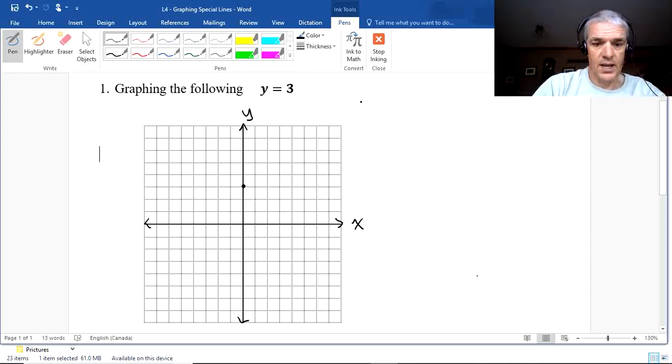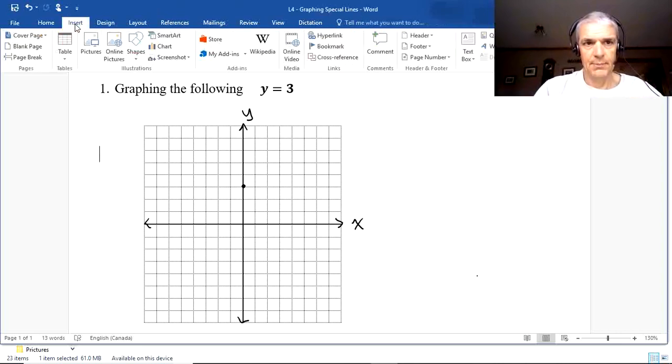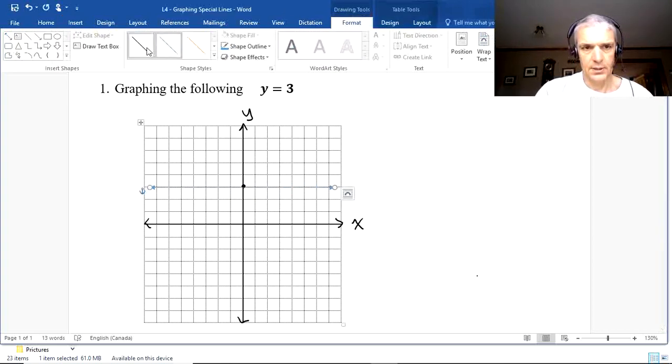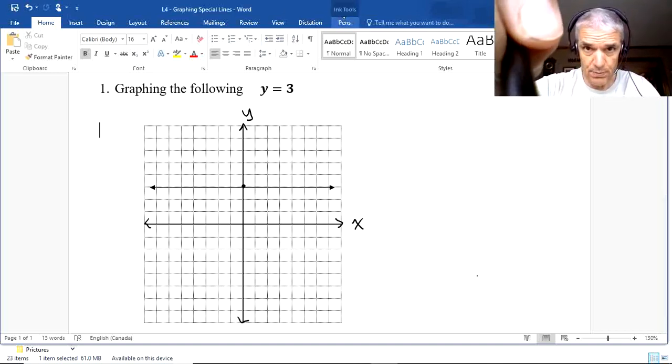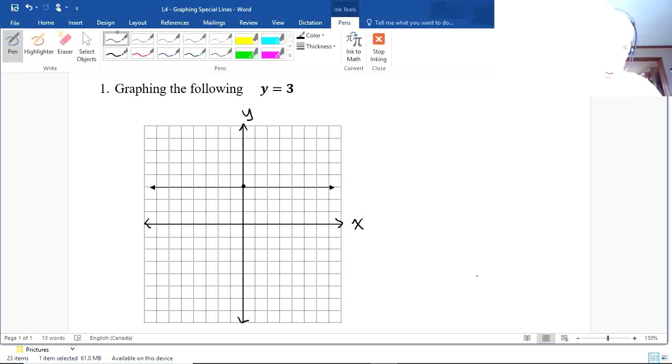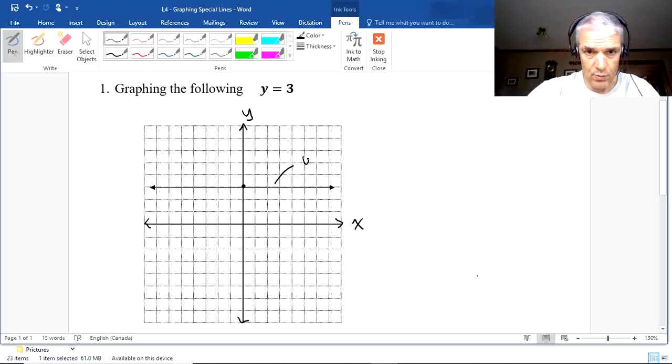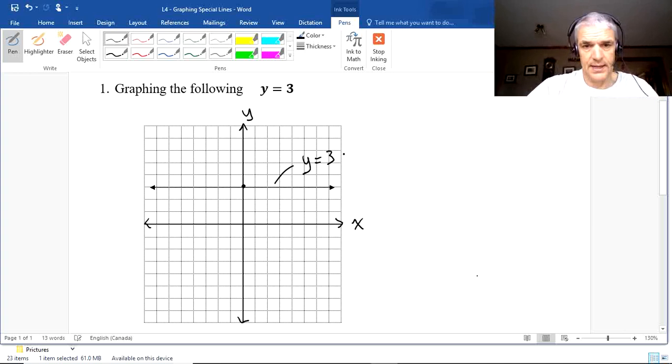So in this particular case, I can graph the line simply by drawing a horizontal line right here. I'm going to grab my appropriate line tool, as I like to do, and draw it right across here. I'll turn it black, and I'm done. I've graphed y equals 3. It was that simple. Of course, my last step is to label it, so I'll label it y equals 3, like that.